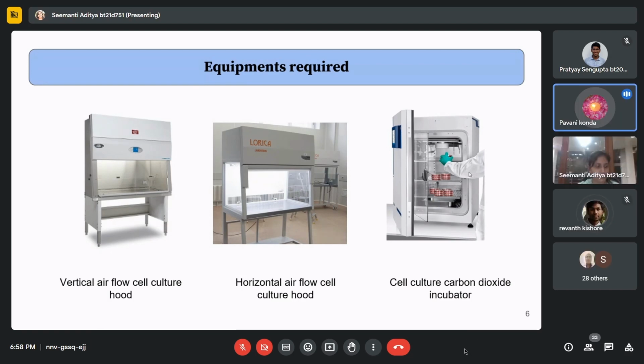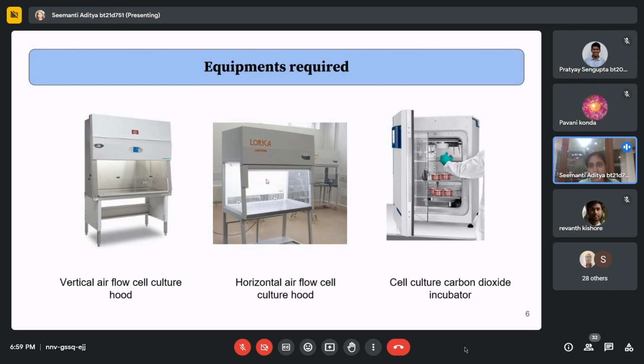Ma'am, which kind of laminar hood is better for cell culture, vertical or horizontal? Vertical hood is, I think, better, because in a vertical hood your airflow is not coming towards the outside. It is flowing like a waterfall. So when you open the hood, the air will not come directly to your face.